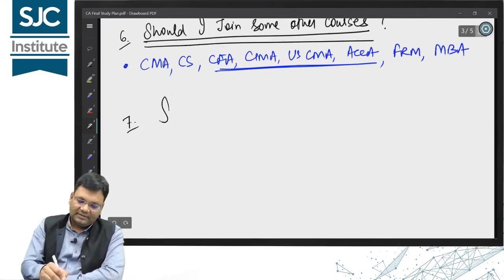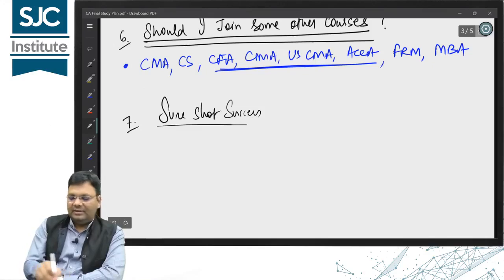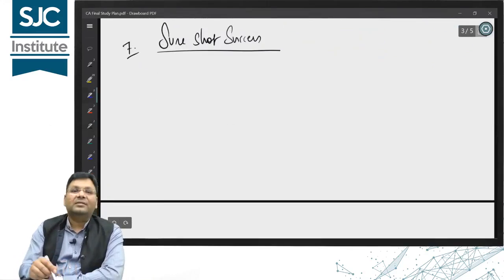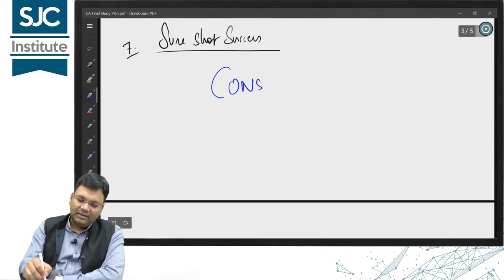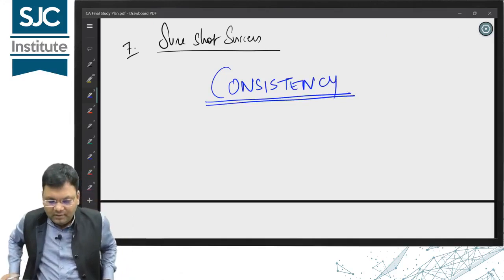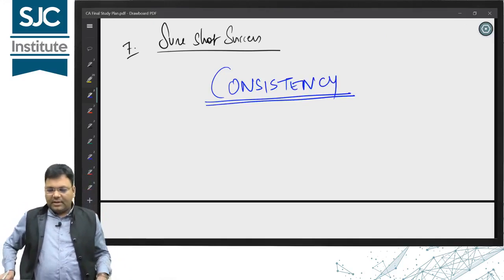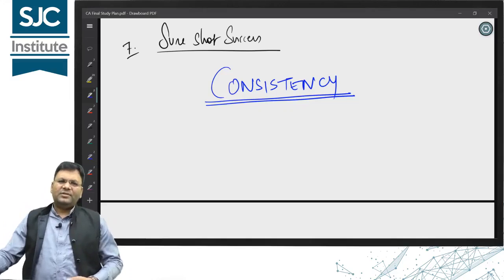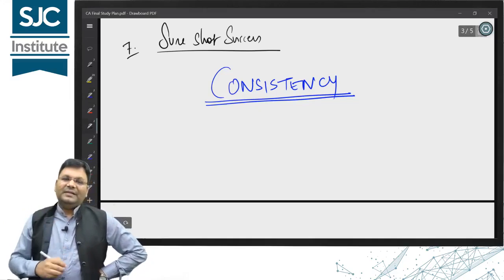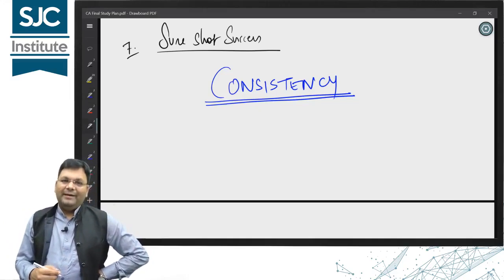For sure shot success, sir, what do I need to do? For sure shot success, there is only one single word. You will be shocked to hear, but that's the fact. The only thing that you need is consistency. Consistency in your execution. A simple plan that I have given you for this first year and second year, and the breakup of the same. If you just follow that consistently, and if you are able to save 6 months before your exam in hand, it will be a sure shot success.